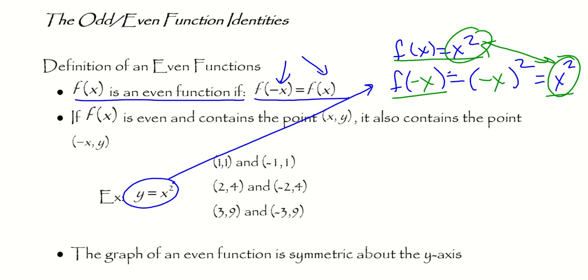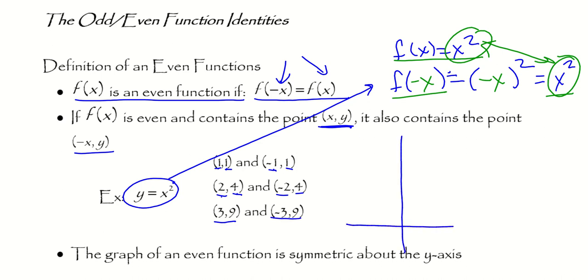Okay, one thing that's true of an even function is that if an even function contains the point x, y, then changing x to its opposite will not change the output. So it will always also contain the point negative x, y. So if y equals x squared, we know that 1 squared is 1, and negative 1 squared is 1. So you can see that the opposite x's give you the same y's. That function would also contain the point 2, 4, because 2 squared is 4, and negative 2, 4, because negative 2 squared is 4, right? Likewise, it would contain the points 3, 9, and negative 3, 9.